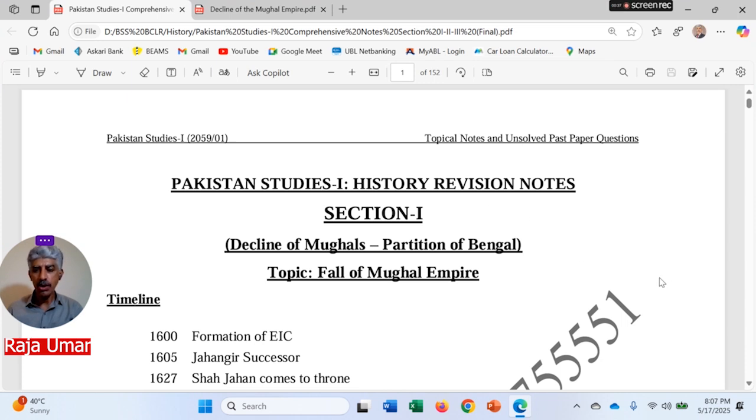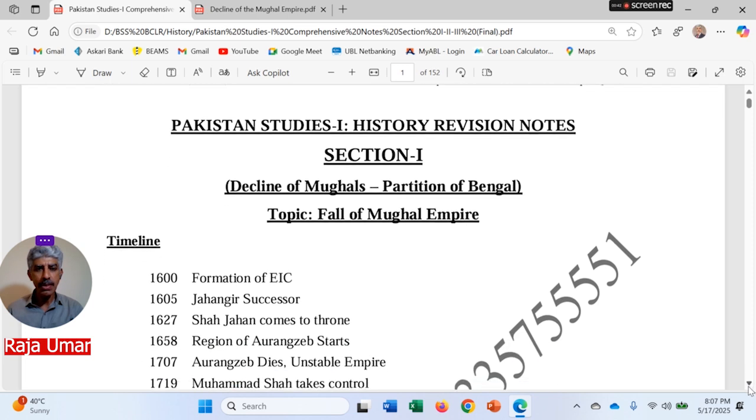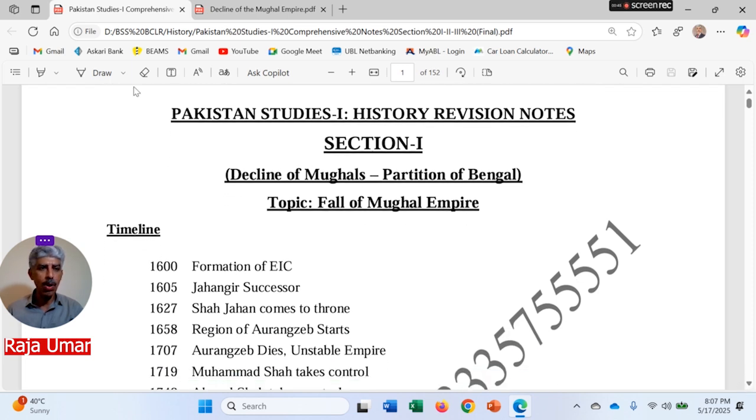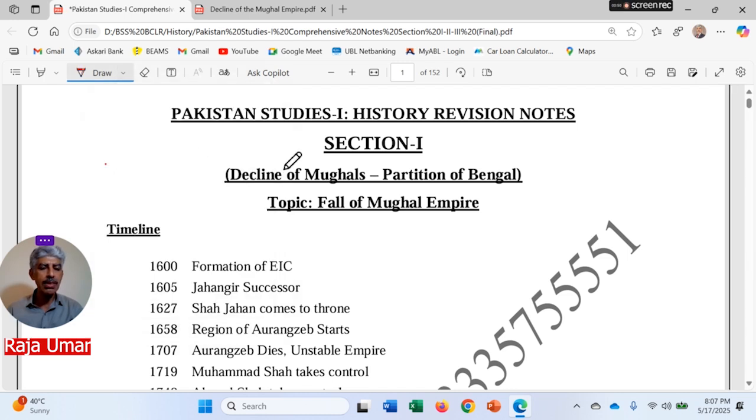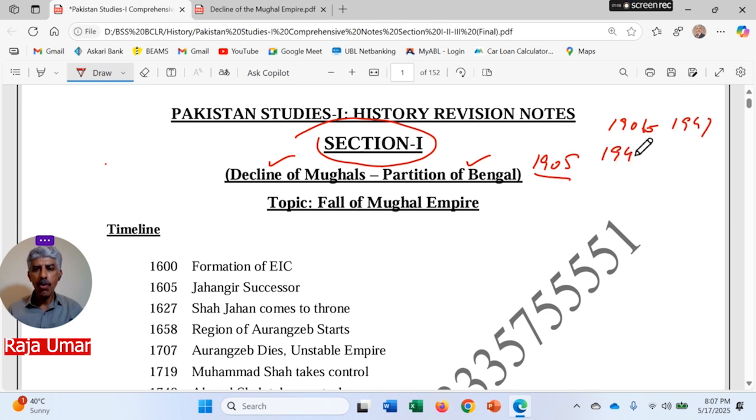So here we have the notes in front of us. First of all, there is a timeline given over here. This timeline is of section 1, as we were talking about that the whole of the history syllabus consists of 3 sections, and this is section 1. It is from the decline of Mughals up to the partition of Bengal of 1905, and section 2 is from 1906 to 1947, and section 3 is from 1947 onwards to 1999, along with the international relations of Pakistan.